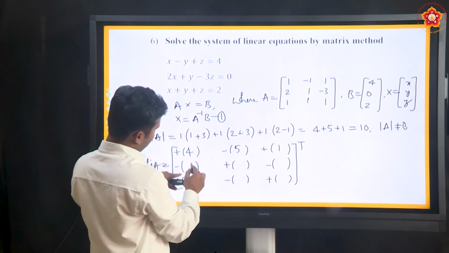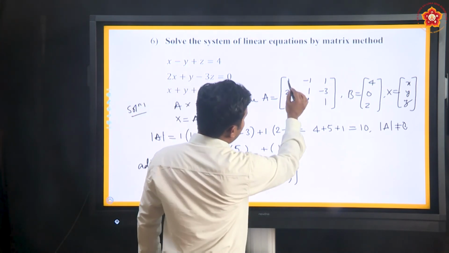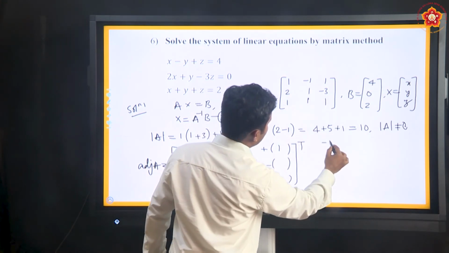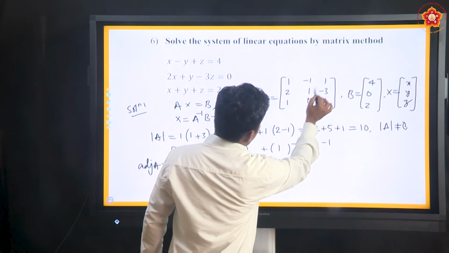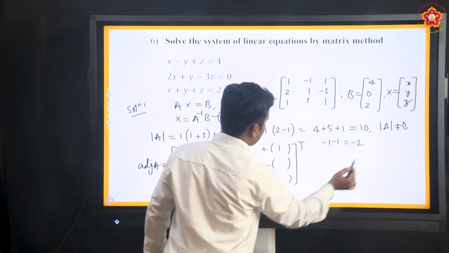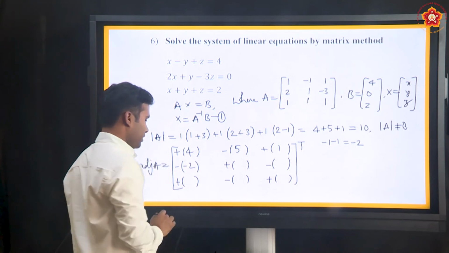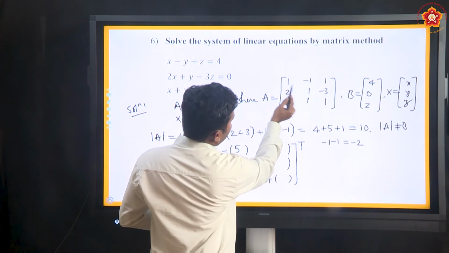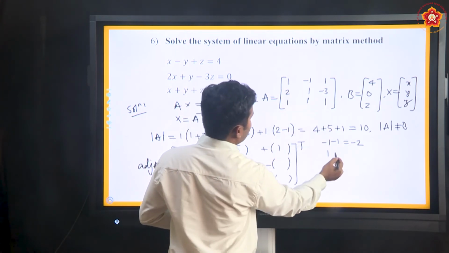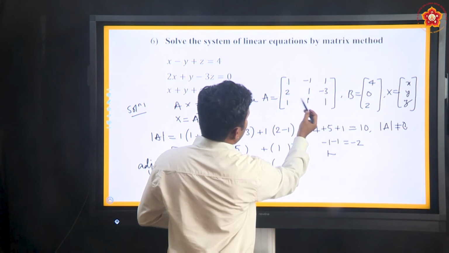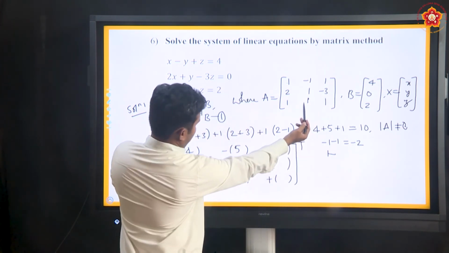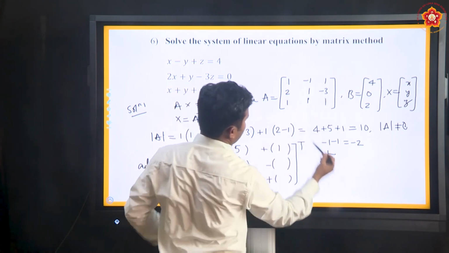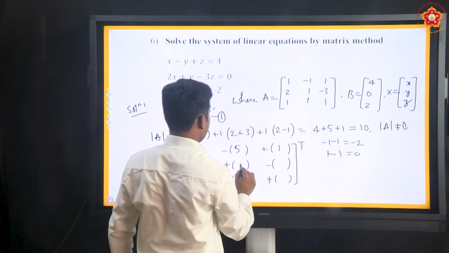For this entry, which lies in the second row and first column, you delete the second row and first column: 1 into minus 1, and minus 1 which is minus 2. So here is minus 2. Next is this entry we have to find: 1 into 1 minus 1 into 1. Delete the second row, second column, 1 into 1 minus 1 into 1, and the answer is 0.